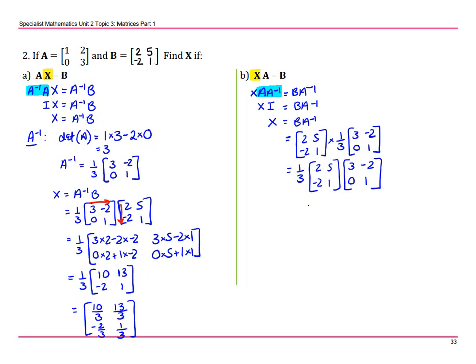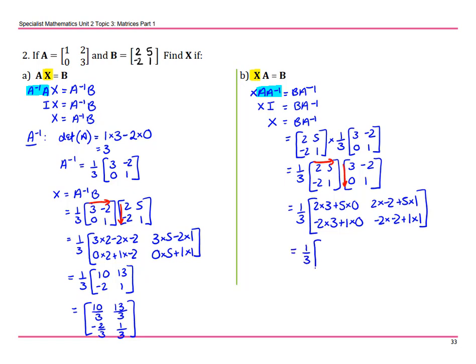Okay, multiply your matrices first. So this becomes 1/3, and going across the row and down the column, I've got 2 times 3 plus 5 times 0, 2 times negative 2 plus 5 times 1. Move into your next row: negative 2 times 3 plus 1 times 0, negative 2 times negative 2 plus 1 times 1.